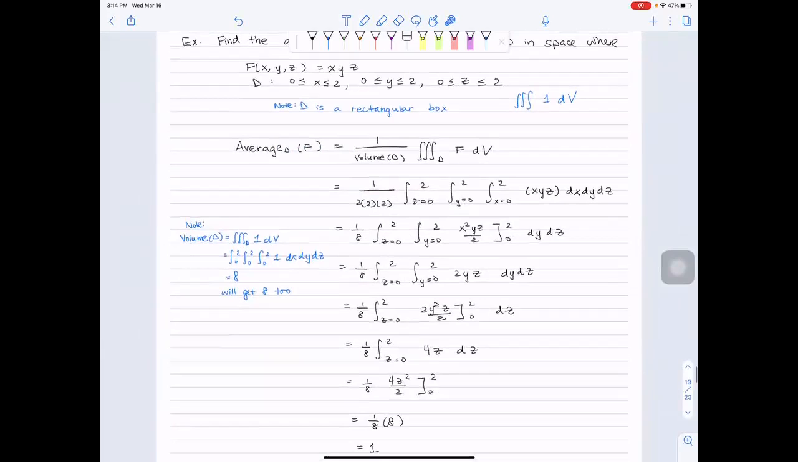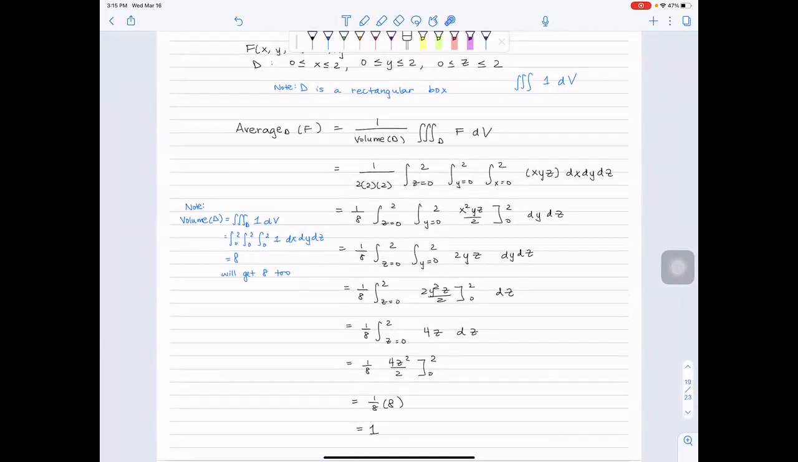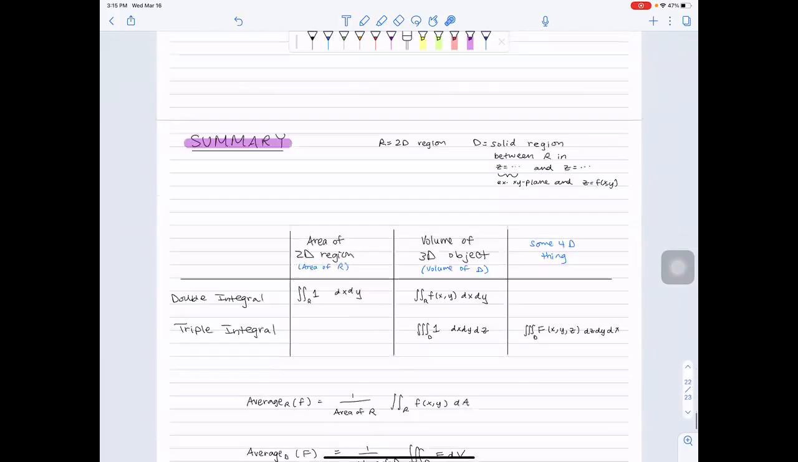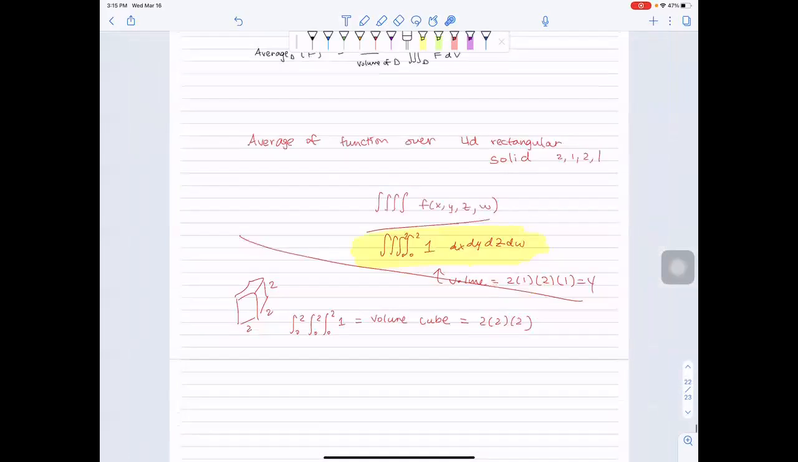Okay. Any questions on that? Yes, I have a comment. If you're doing a 4D solid and you had to put 4 integrals, then the volume would just be the length of x, length of y, length of z, length of w. It works for n-dimensional cubes too. Do the same thing. Okay. Any other questions?